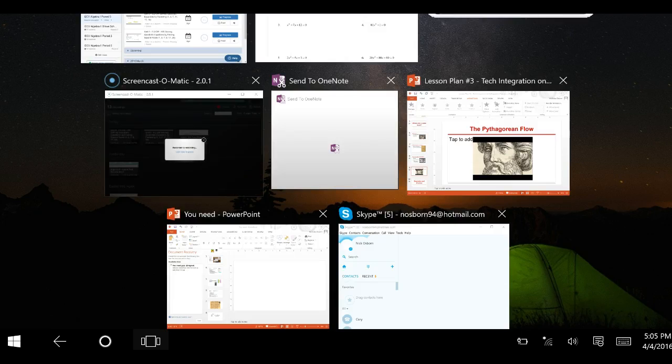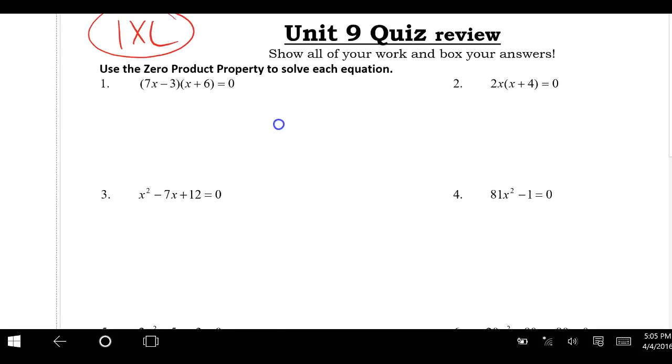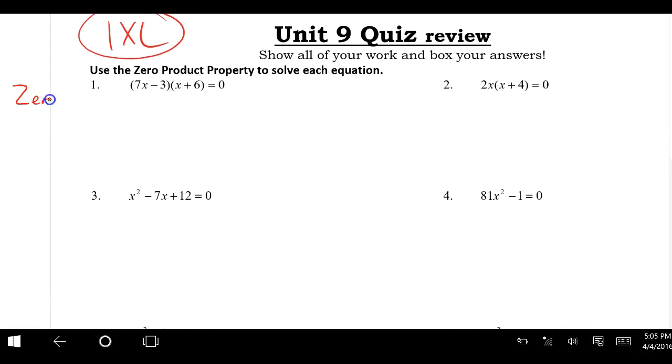Okay, let's get started. So looking at number 1, remember that for all of these, we need to figure out, are we going to use the zero product property? Are we going to use factoring? Or are we going to use square roots?